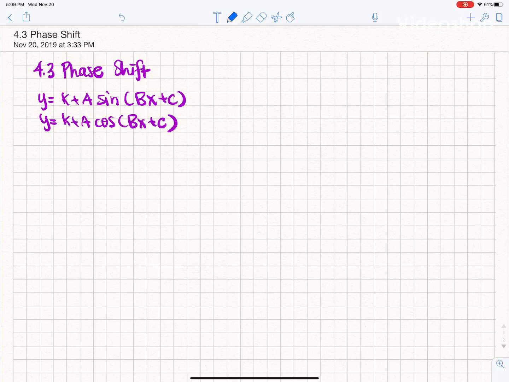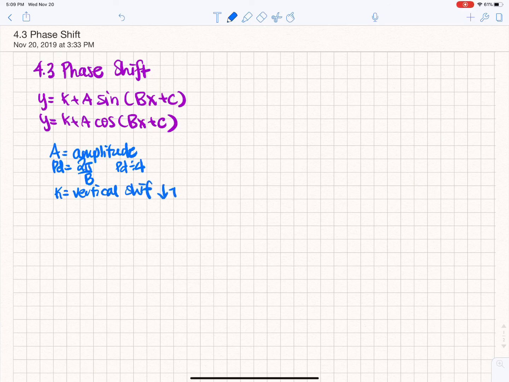4.3 phase shift. We have new formulas, or new equations rather. y equals k plus a sine times bx plus c, or y equals k plus a cosine bx plus c. Now a is still your amplitude, that is your height. Period is still the same thing, 2 pi over b, and then you divide your period by 4. And then k is your vertical shift.